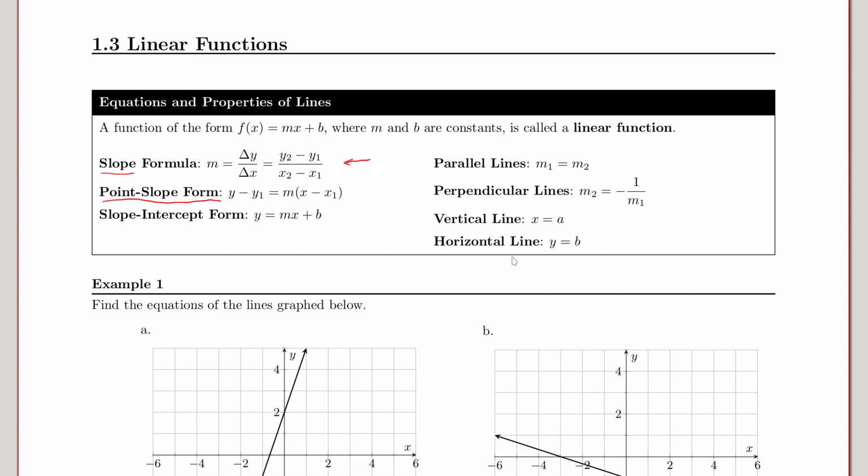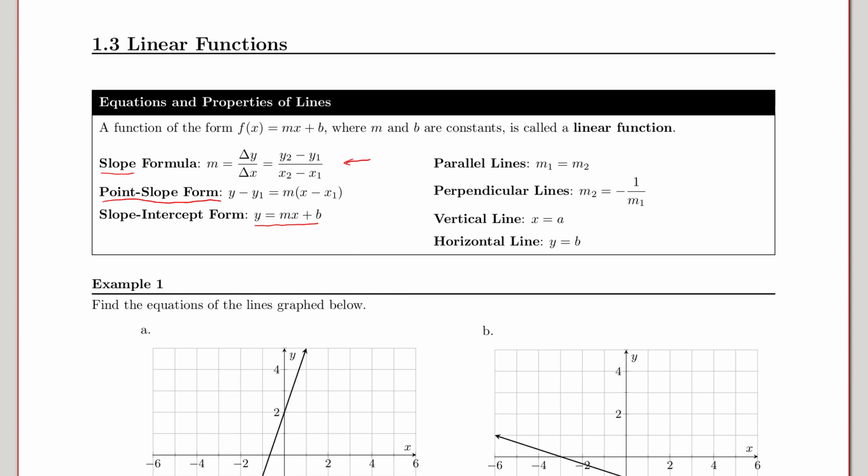I included some of the other basic features. Parallel lines have the same slope. Perpendicular lines, the slopes are opposite reciprocals. Vertical lines, your variable's x, horizontal, your variable's y, and they're constant in each case. And then your slope-intercept form, which is probably your most familiar form for a line, but the point-slope form is the most useful. So in this section, I just want to run through the types of problems that you've come across, just really get this stuff fresh again.